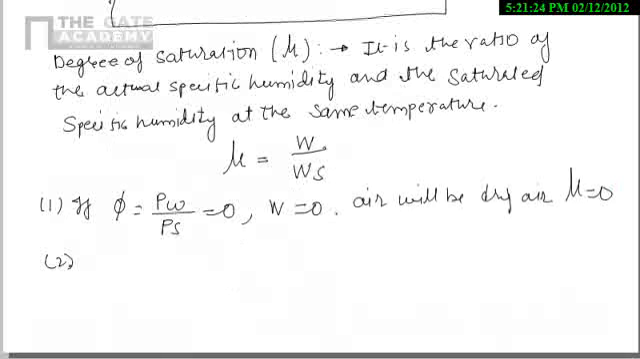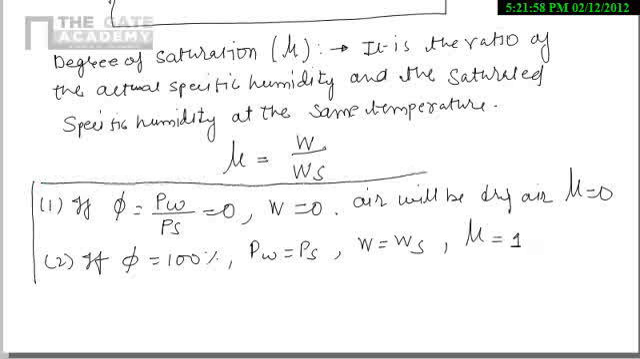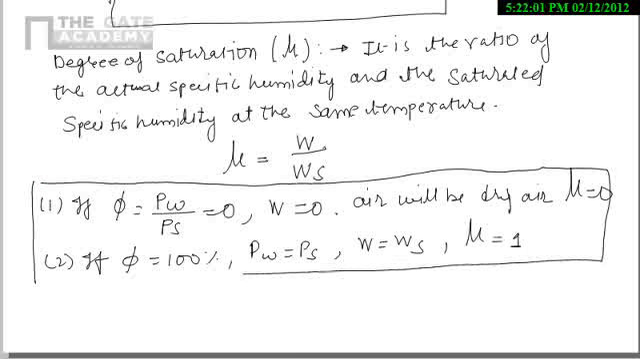Similarly, if phi, that is relative humidity, is 100%, it means Pw equals Ps, that is, the partial pressure of water vapor will be equal to the saturation pressure of pure water at the same temperature. Then W equals Ws, so specific humidity will be equal to saturated specific humidity, and in that case our degree of saturation will be 1. So remember, these two facts are very important, and sometimes they can be asked directly in the GATE examination. So remember these two points.